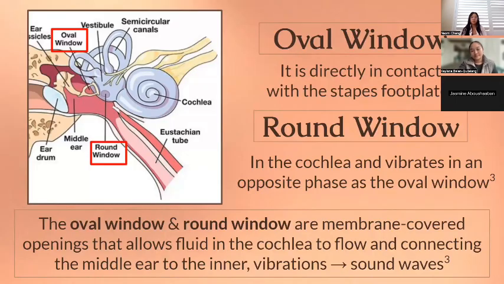So, what is the oval window? The oval window is directly in contact with the stapes footplate, and the round window is in the cochlea and vibrates in an opposite phase as the oval window. The oval window and round window are membrane-covered openings that allow fluid in the cochlea to flow, connecting the middle ear to the inner ear. Basically, it allows the transmission of vibrations and turns it into sound waves.